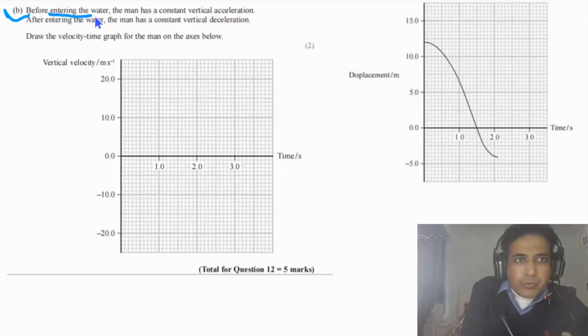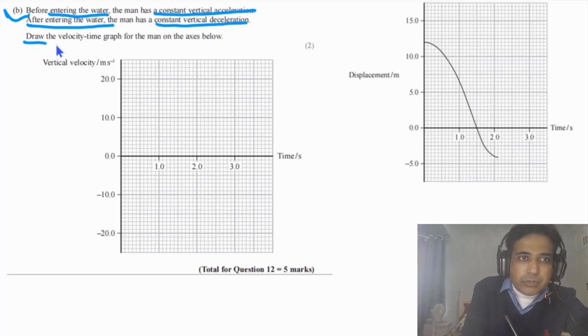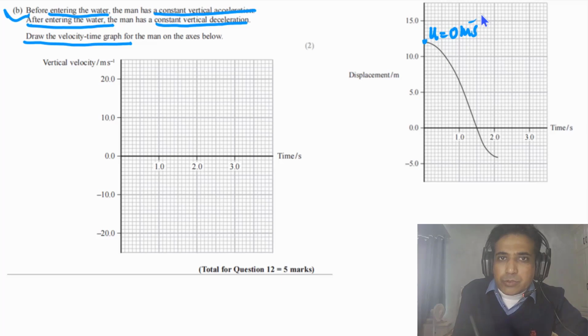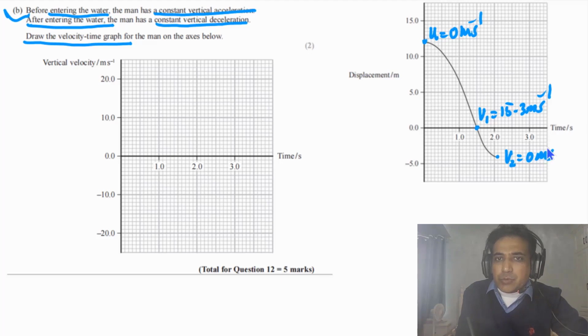Part B says, before entering the water, the man has a constant vertical acceleration. After entering the water, the man has a constant vertical deceleration. Draw the velocity time graph for the man on the axis below. If you look at the displacement time graph, we have already said that the initial velocity is equal to 0. And at time 1.5 seconds, we have found the velocity v equal to 15.3 meters per second. Now if you look at this point, the gradient is 0. It means the final velocity is also equal to 0.